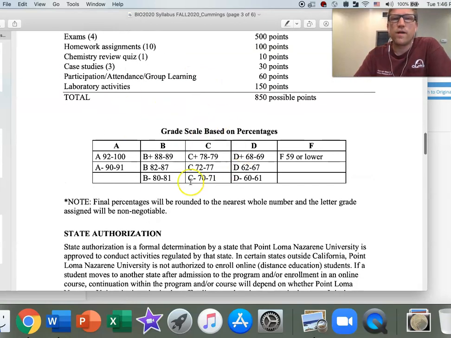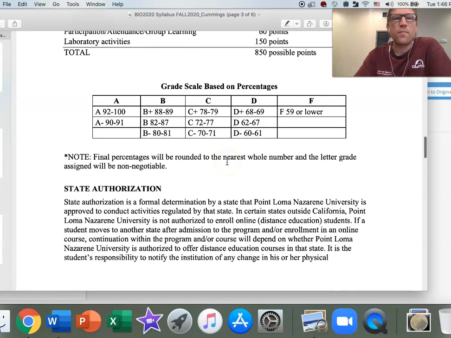So here's your grading scale. Probably the only thing I'll point out is that the final percentage is rounded to the nearest whole number. So if you get a 90.5, we round it up to a 91. If you get a 90.4, I'll round it down to a 90. Okay? And it's non-negotiable.